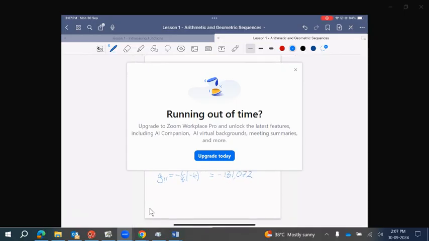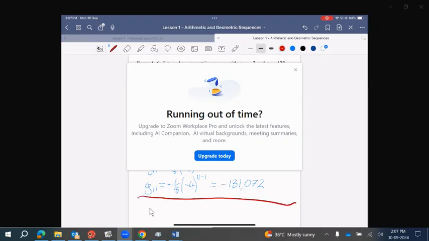I don't have to go through G. So in each one of these, I'm finding the first term in the sequence. I don't have to go through the first term in the sequence to get to the one that I want. So let me show you another strategy that you can use.